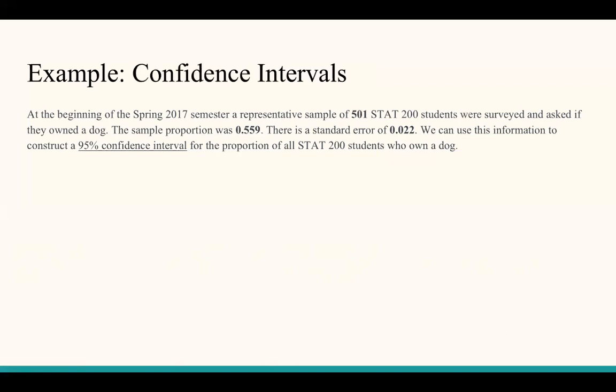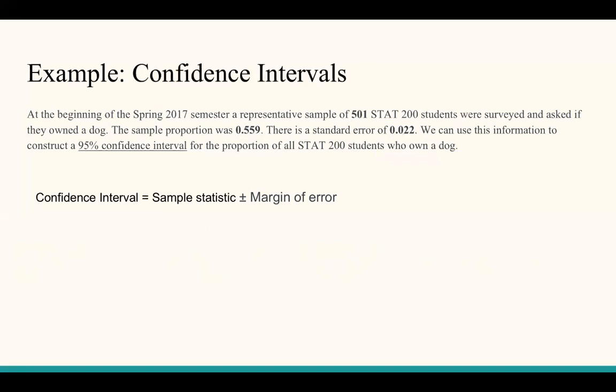We can use this information to construct a 95% confidence interval for the proportion of all Stat 200 students who own a dog. So here, when we go back to our formula, confidence interval equals sample statistic plus or minus margin of error. We're given a sample statistic, the sample proportion, from 501 Stat 200 students. And then since we're looking for a 95% confidence interval, our multiplier would be 2, and then 2 times the standard error of 0.022.